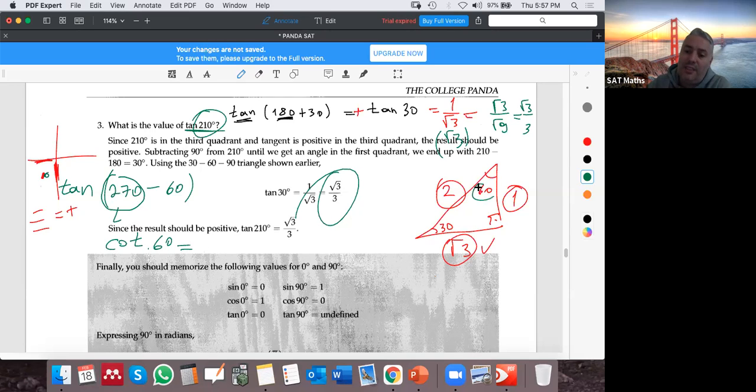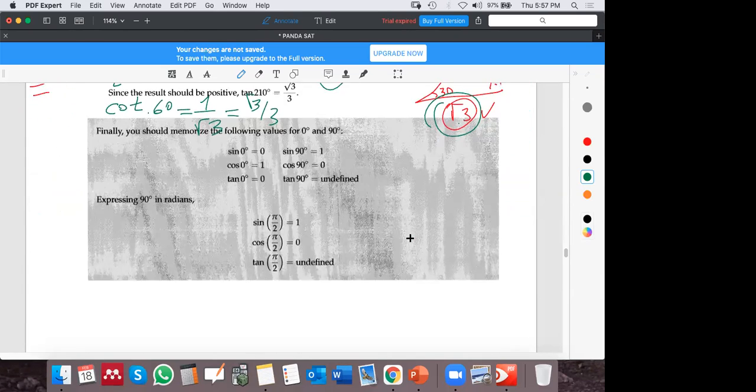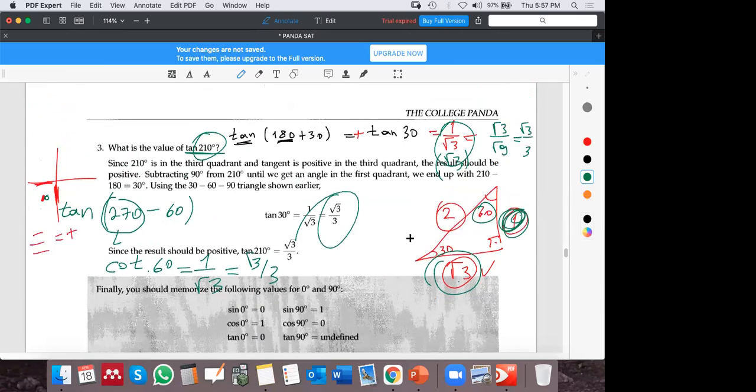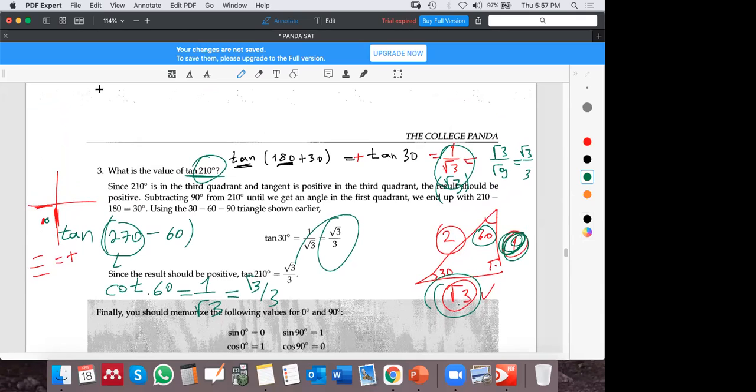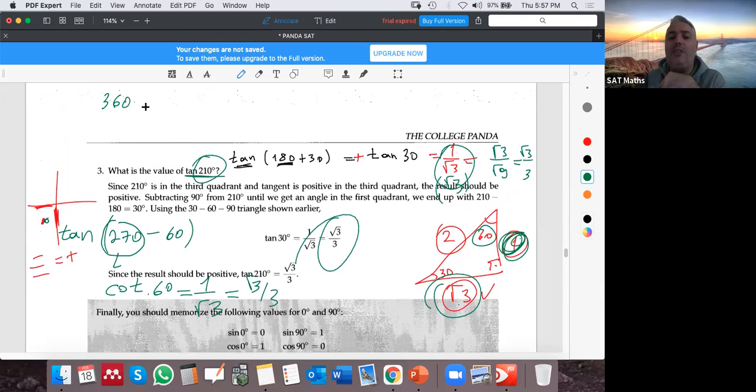What is cotangent 60? Cotangent means adjacent over opposite. So 1 over √3. You see, it's the same. 1 over √3, which is √3 over 3. You are free to use whichever is easy for you. It is totally depending on you. You decide. So yeah, even if we said 360 minus something, for 210 you can't use 360. To get 210 it must be 150, but 150 is not an acute angle. So no, we can't say that.